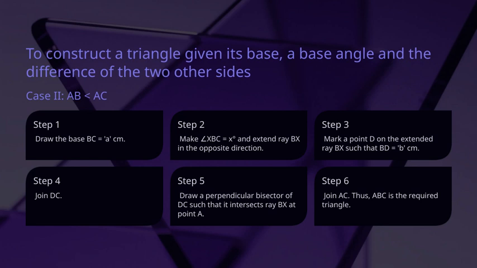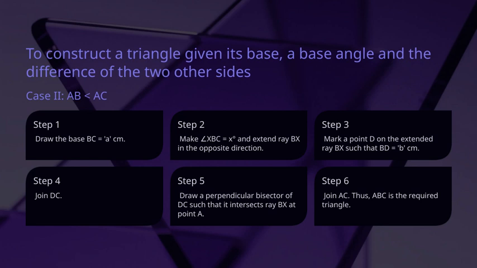Following that, we draw a perpendicular bisector of the segment DC. This bisector will intersect the extended ray BX at a new point, which we label as A. Finally, we join points A and C, and just like that, ABC is the triangle we need to construct.